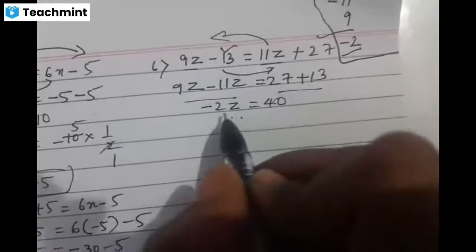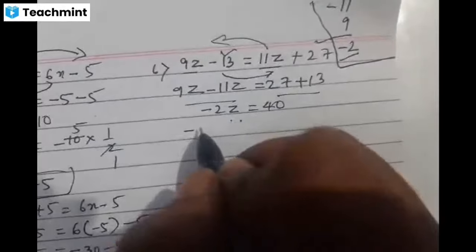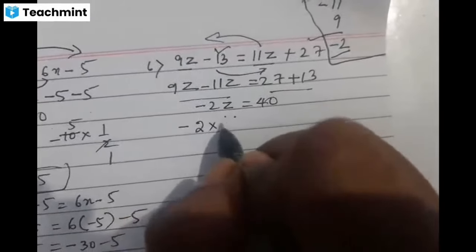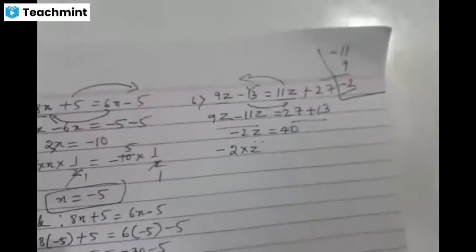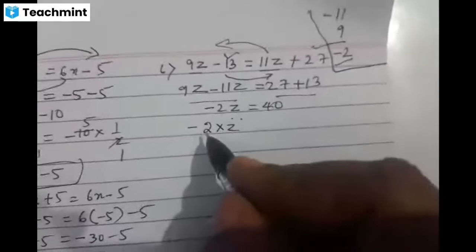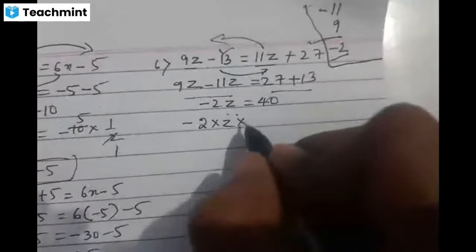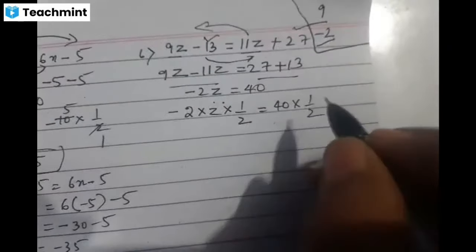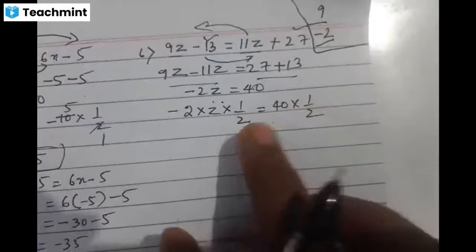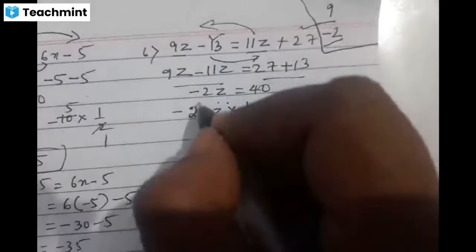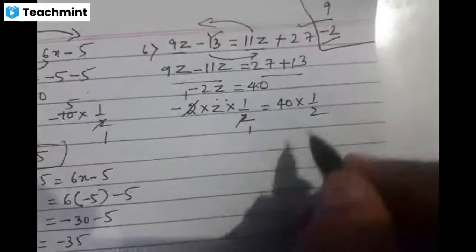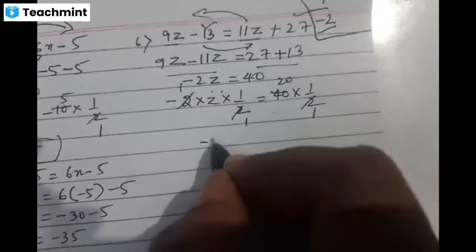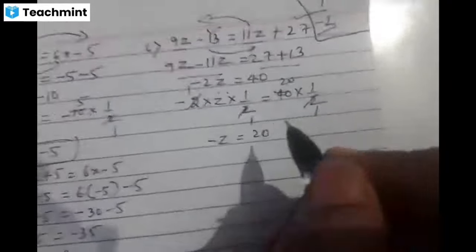Now, minus 2 into z means what, children? Minus 2 into z, right? Now I don't want this 2. What do I do? I multiply by 1 by 2, is equal to 4 into 1 by 2, because I have multiplied in the left hand side, so in the right hand side also. The 2 ones get cancelled. 2 ones are 2, 20s are. So what are you left with? Minus z is equal to 20.